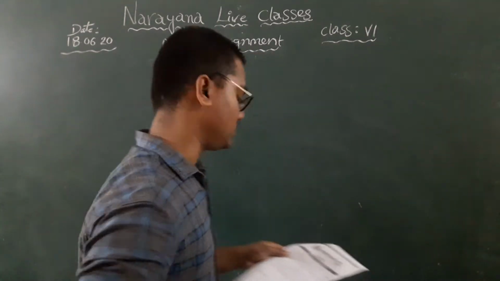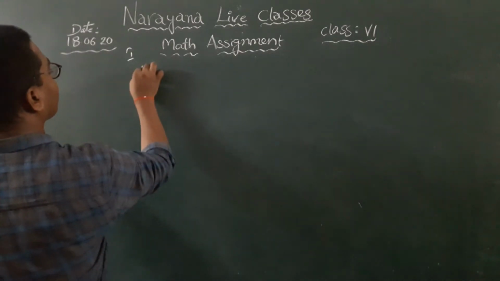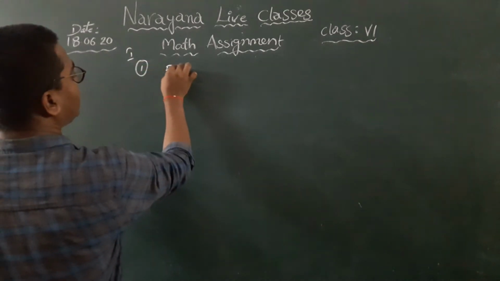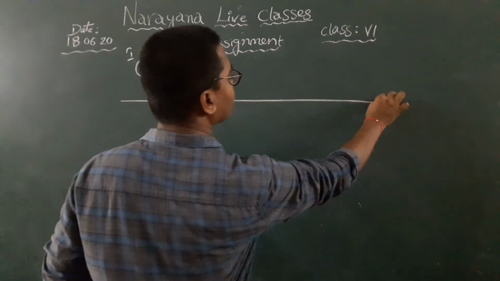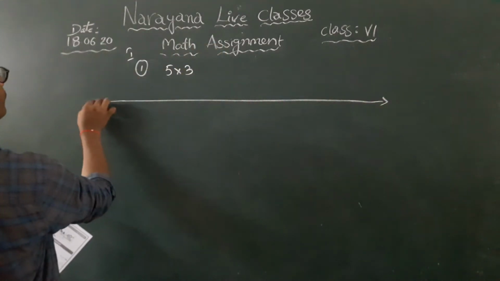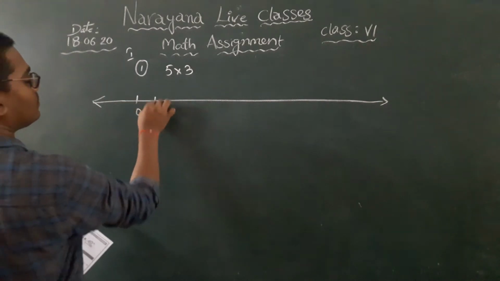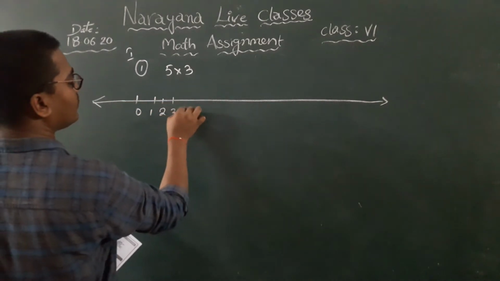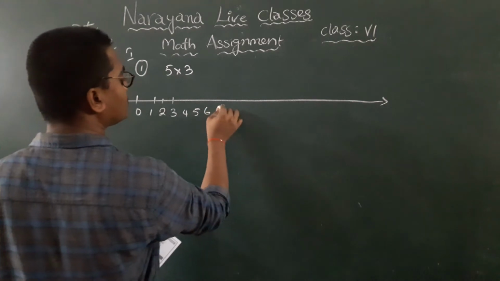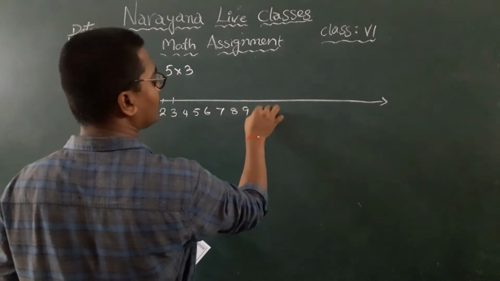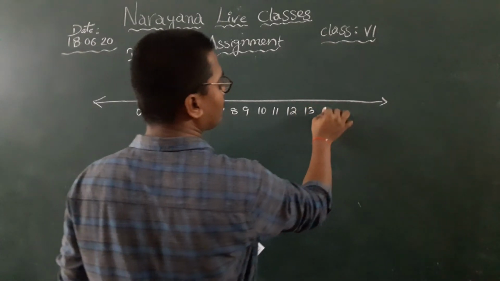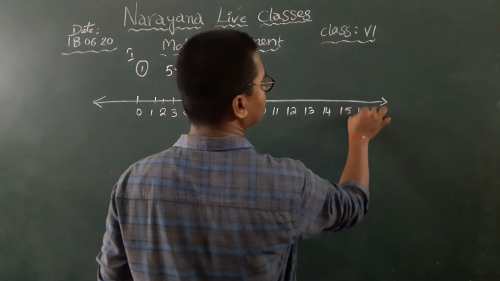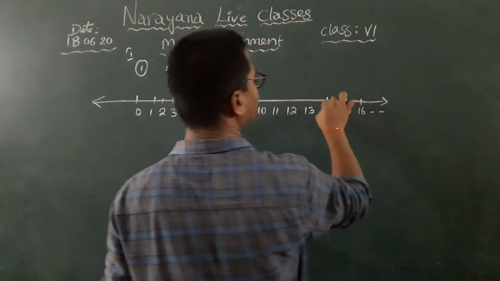So the first question for the session is, find 5 into 3 on a number line, children. So when you draw a number line, we'll start with 0, 1, 2, 3, 4, 5, 6, 7, 8, 9, 10, 11, 12, 13, 14, 15, 16 and so on.